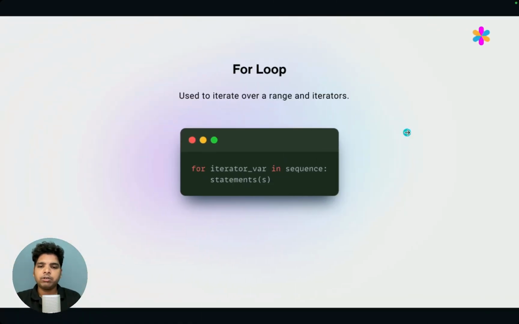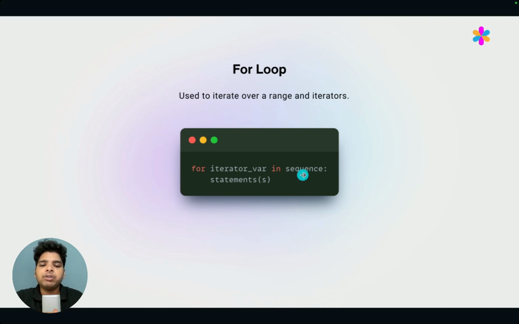Okay. Now let's look at the for loop. A for loop works similar to a while loop, but there are some advantages. A for loop is used to iterate over a range or iterator. It means in a for loop we don't have to define the variable initially and then increment it manually.